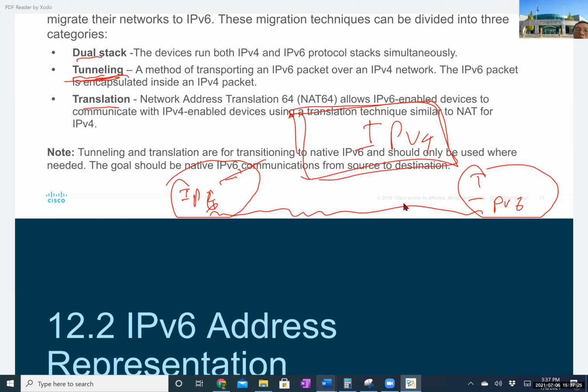You will encapsulate every IPv6 packet into IPv4. So when it sends it to the IPv4 network, it forwards it to the destination. When it reaches the destination, it strips out the IPv4 information, and you're working with the IPv6. And the third one is translation. You translate from IPv6 to IPv4.